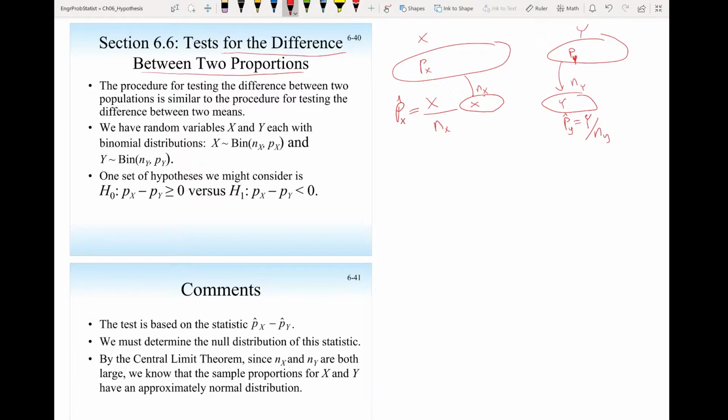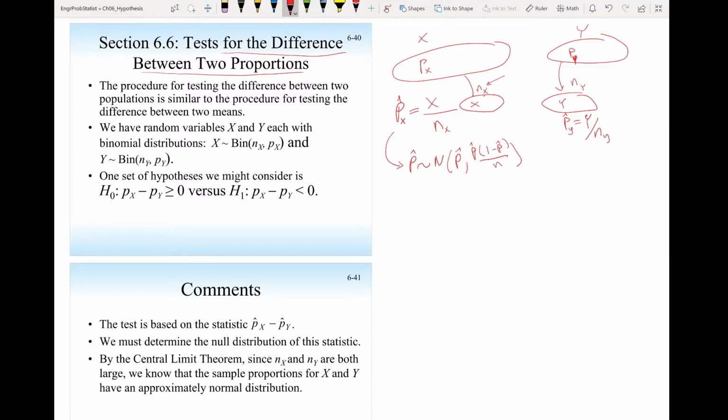So from the central limit theorem, if the size of the sample nX times the probability of success pX is larger than 10, then this random variable proportion is approximated by a normal distribution with a mean p and a variance p times 1 minus p over n. That's according to the central limit theorem.